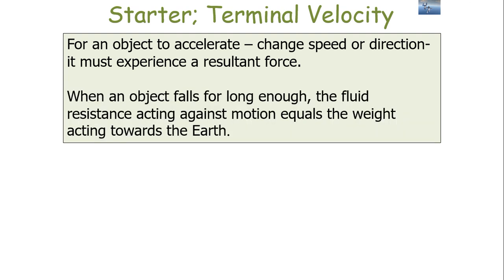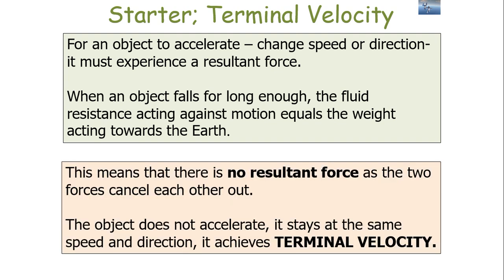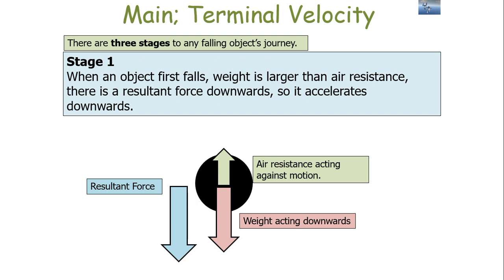Now, when an object falls for long enough, the fluid resistance acting against the motion will equal the weight acting towards the earth. This would mean that there's no resultant force because this fluid resistance will cancel out the weight force, so therefore there's no overall resultant force. The object would not accelerate, it stays at the same speed, it moves in the same direction, it's achieved terminal velocity. But there are actually three stages to any falling object's journey.